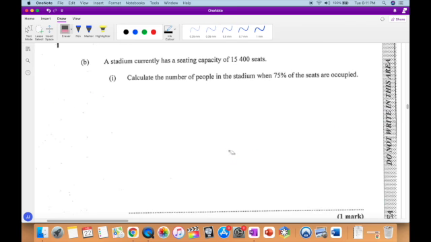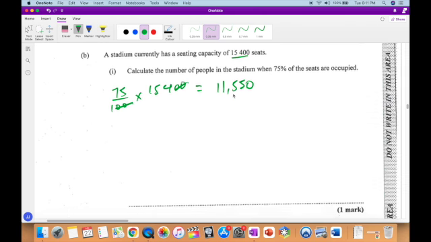Now, I was actually working on some of these questions from before. So we have here, a stadium currently has a seating capacity of 15,400. Calculate the number of people in the stadium when 75% of the seats are occupied. So 75% of 15,400. Zap, zap. So that gives us 11,550. That's a lot of people, right?